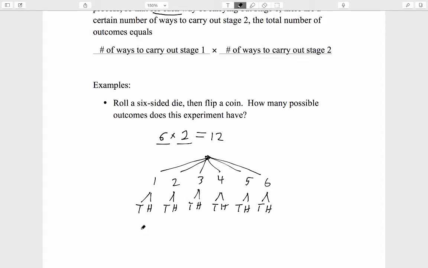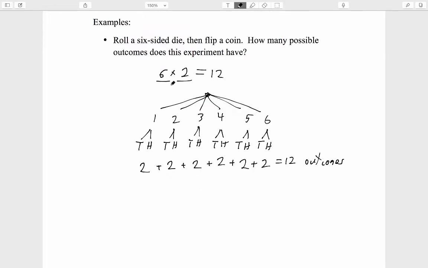How many are there? Well, there are 2 outcomes here, plus another 2, plus another 2, plus another 2, plus another 2, plus another 2. Think of it this way. There are 2 plus 2 plus 2 plus 2 plus 2 plus 2 equals 12 outcomes. There are 6 copies of 2. There are 6 times 2 outcomes. The second stage of the experiment is giving us a bunch of 2's to add up. How many 2's are we adding up to find the total number of outcomes? Well, 6 is how many times we're adding up to. Notice also that 6 plus 2 would simply have given us the wrong number.